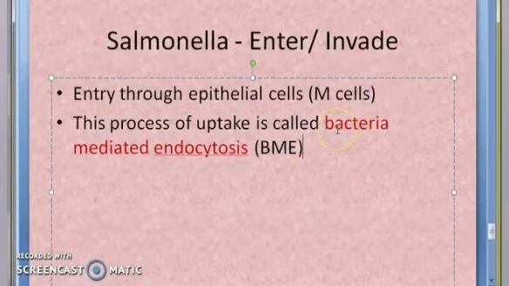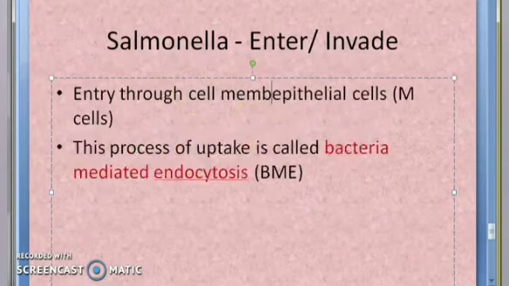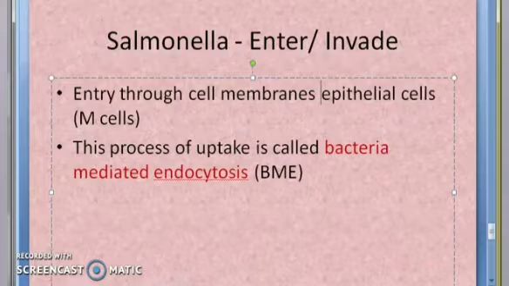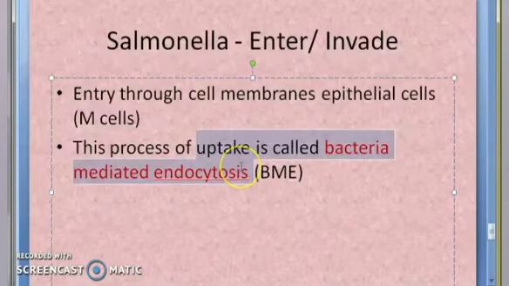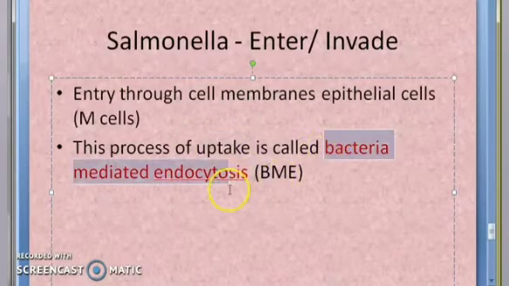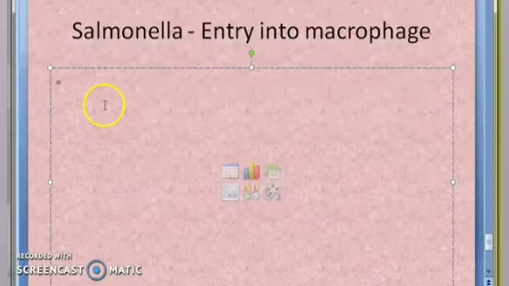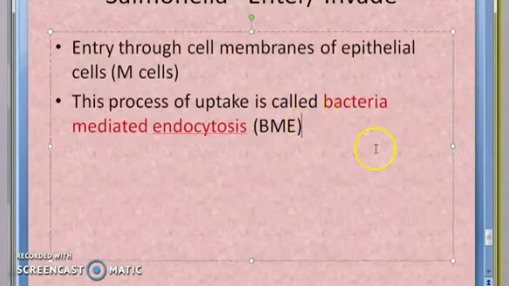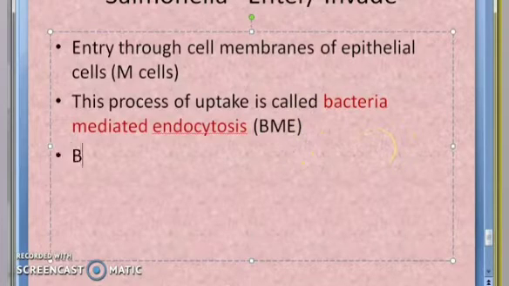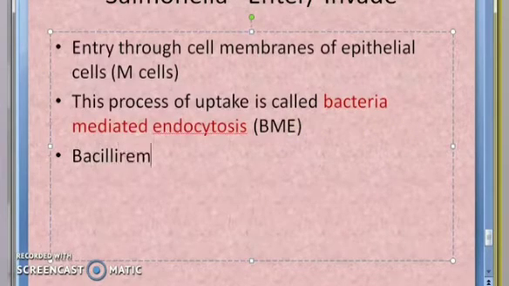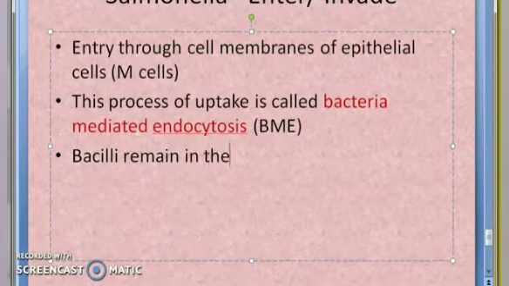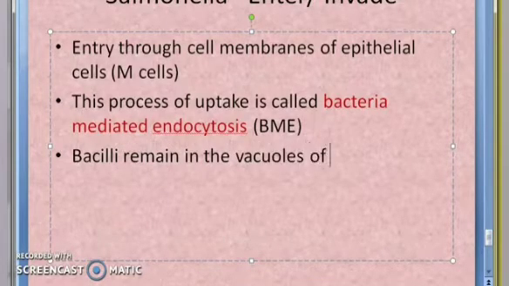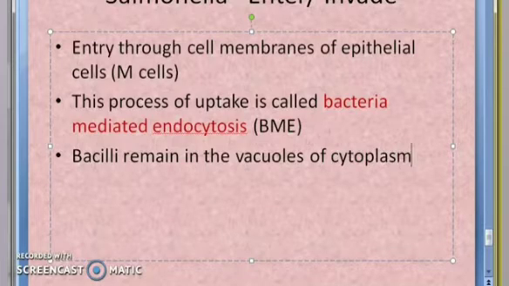So the epithelial cell membranes, they ruffle and they reach out, they enclose the adherent bacteria and they uptake the bacteria. This is bacteria mediated endocytosis. Now what happens, the bacilli, they remain in the vacuoles of the cytoplasm. Okay, let me write here. After the endocytosis, the bacilli remain in the vacuoles of cytoplasm.